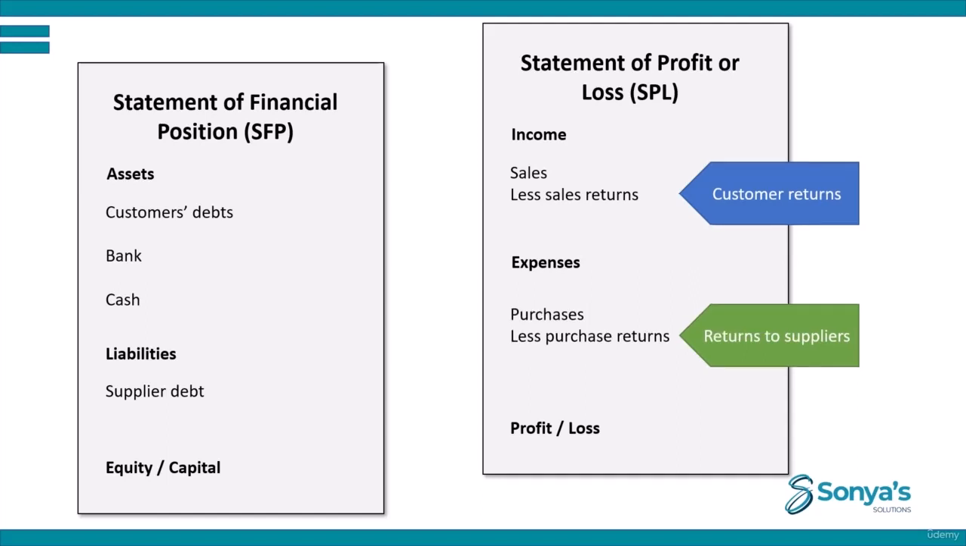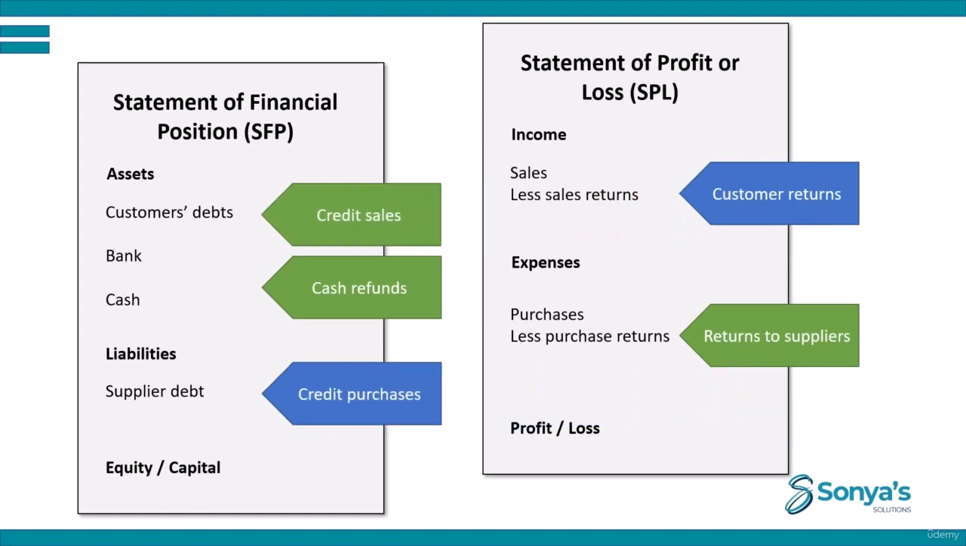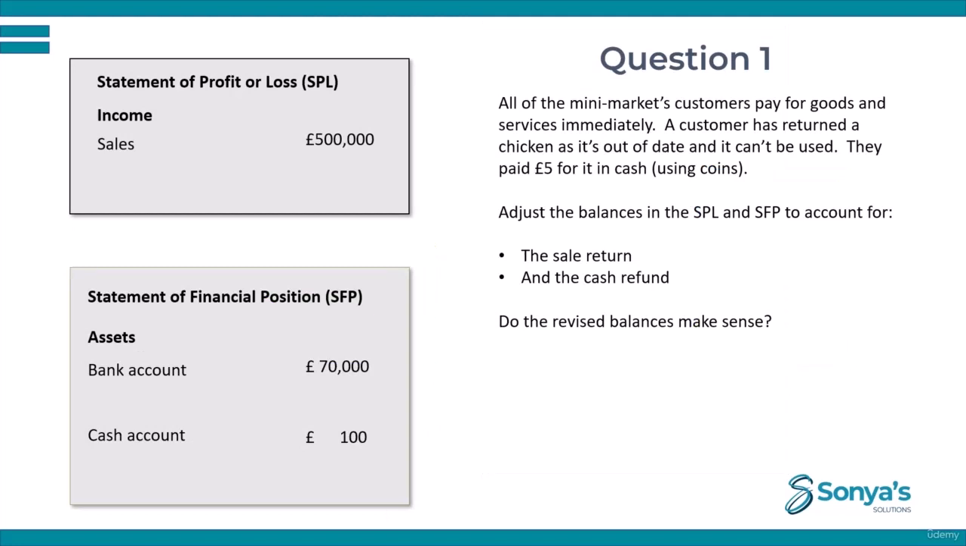For cash transactions, a refund can be provided using the bank or cash account. For credit transactions, a credit note is issued which reverses the invoice that was posted, so it reduces the amount of debt owed. Get ready to pause the video to give yourself time to read and answer the question.